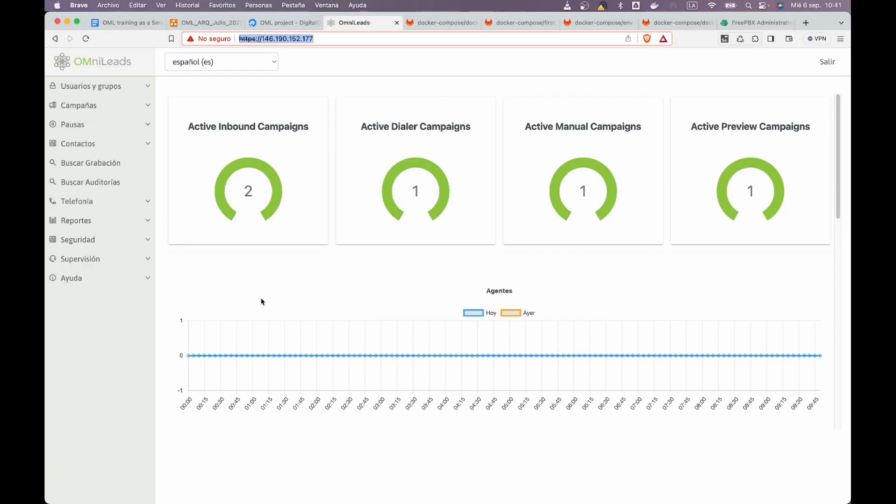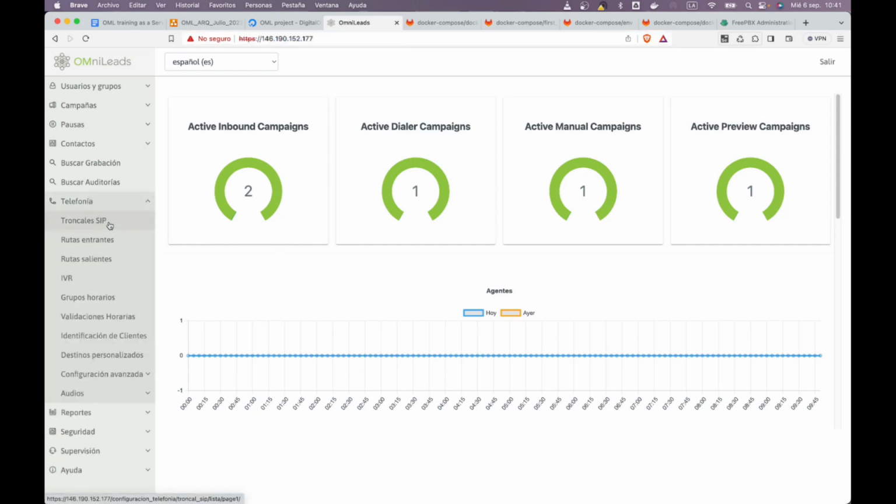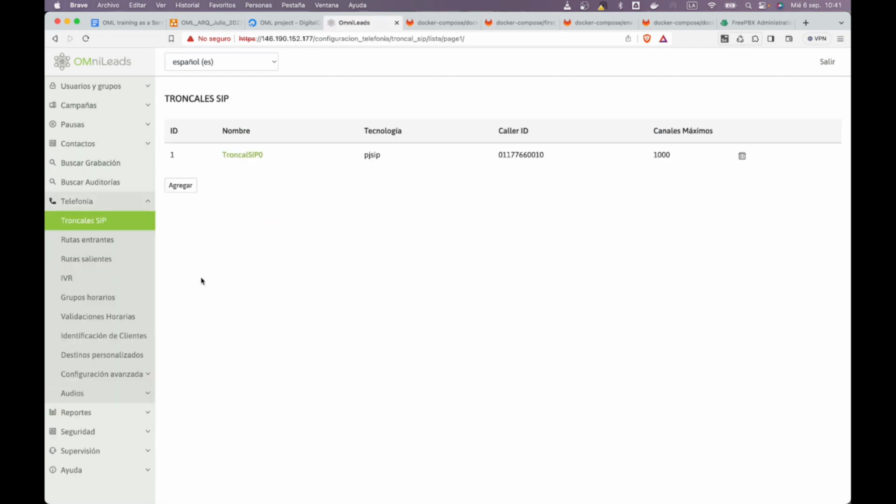Today we are going to take this opportunity to focus on the question of how to configure OMniLeads in order to set up a trunk using SIP against a provider of SIP trunks, which will allow us to access the PSTN.